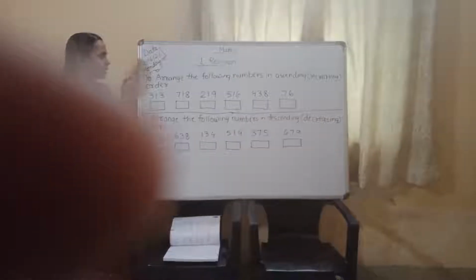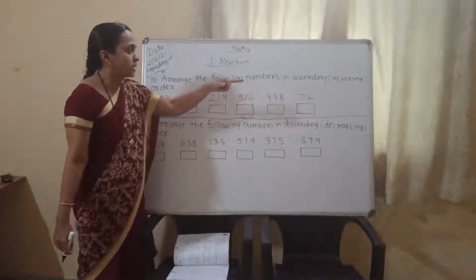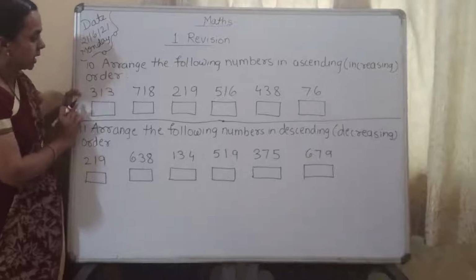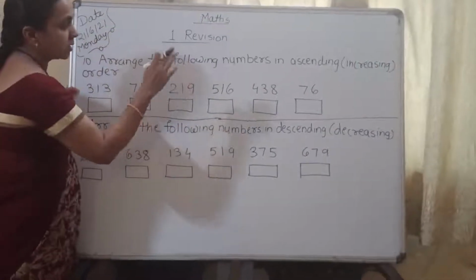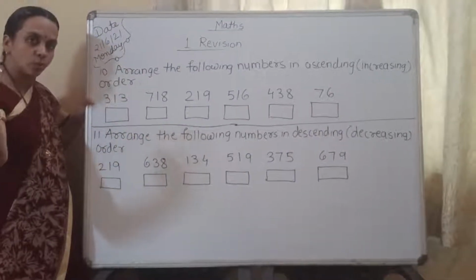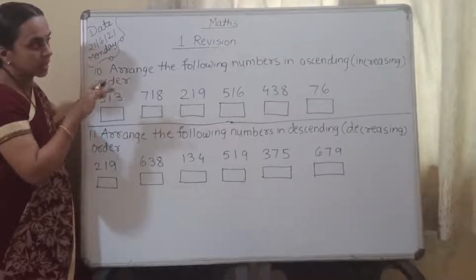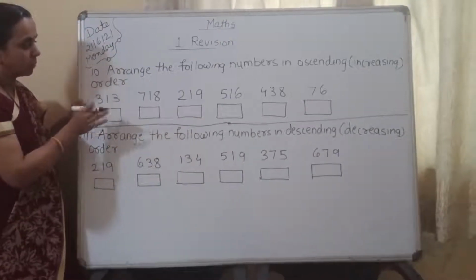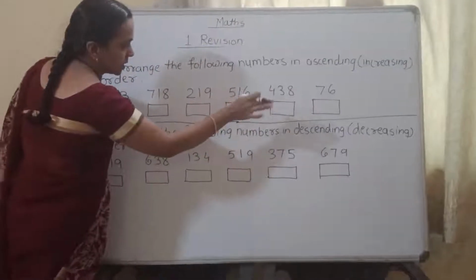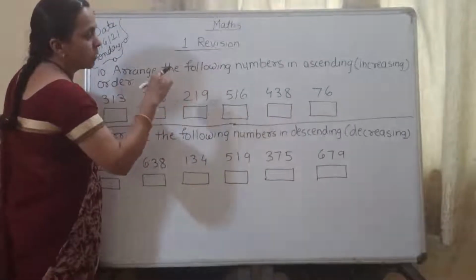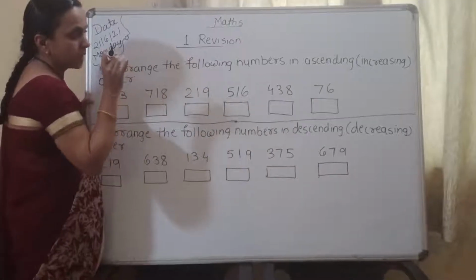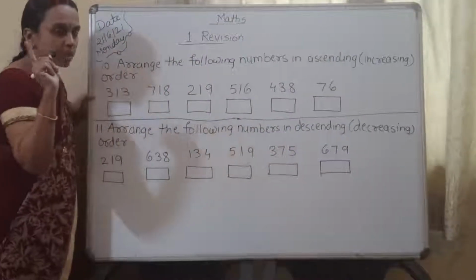Now see 10th question. Arrange the following numbers in ascending, means increasing order. So we have to arrange these numbers in the ascending order. Ascending means what? From smaller to bigger. That is called ascending. Means the smaller number we have to write down first. So these boxes are given here below these numbers. In those boxes we have to write down the order, which number is the smallest, that number we have to give first number.